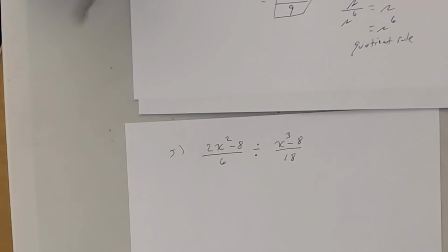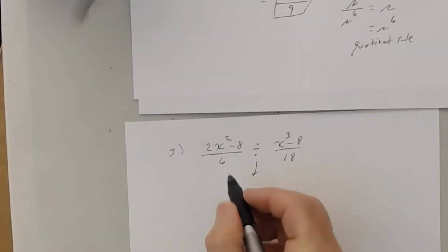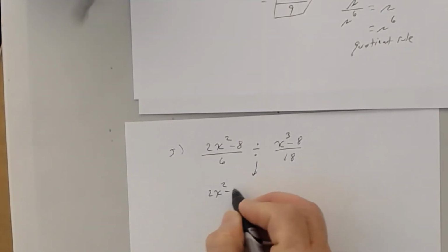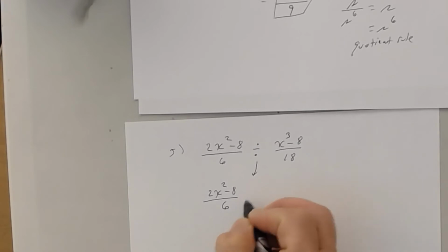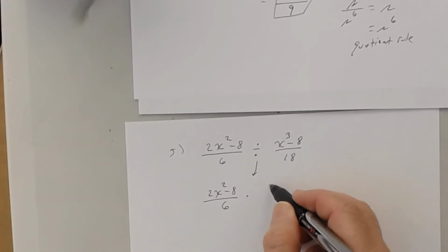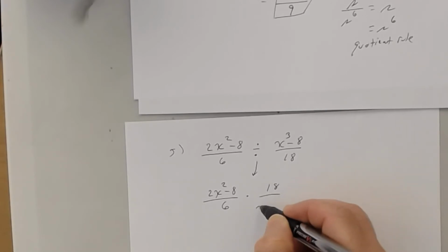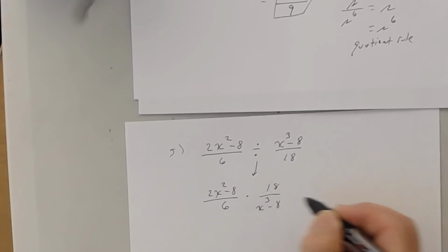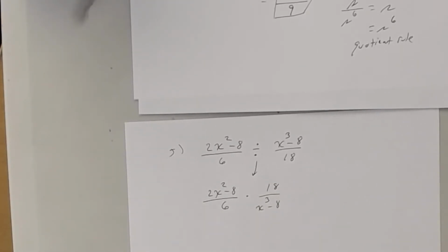What's the next step? Change to multiplication. So I'm going to get 2x squared minus 8 divided by 6 times the reciprocal. What's the reciprocal? 18 divided by x cubed minus 8. So that's where I'm at. Okay, what's the next step? Factor.